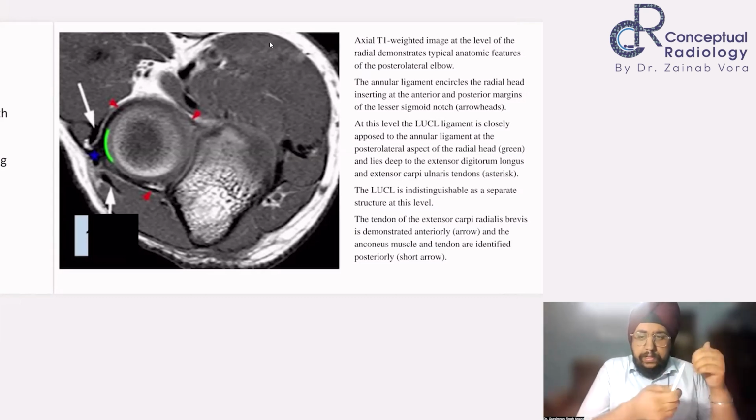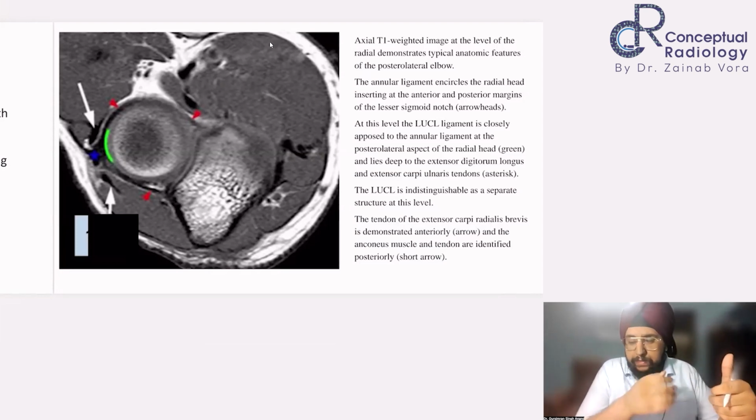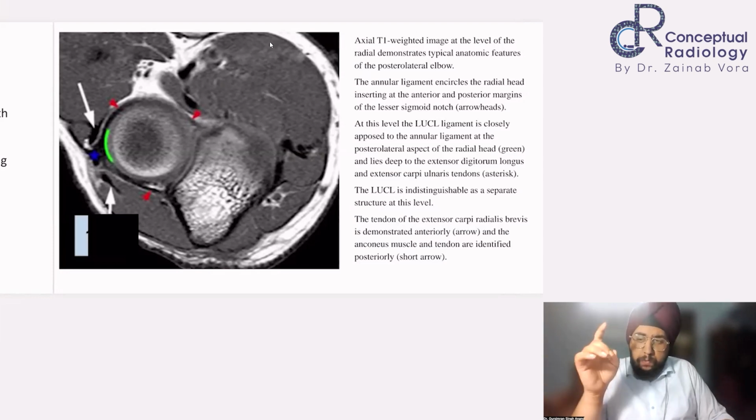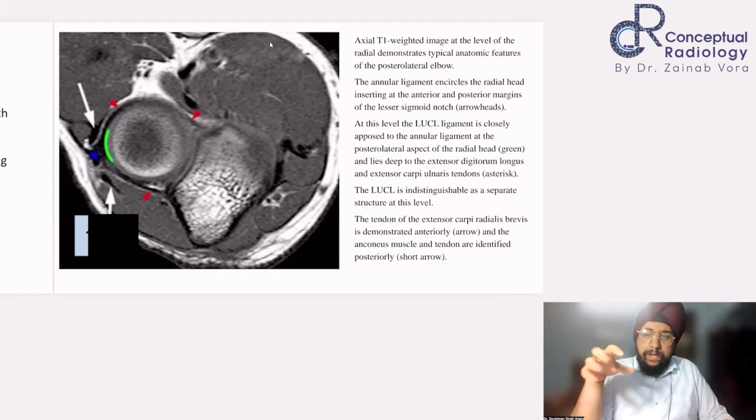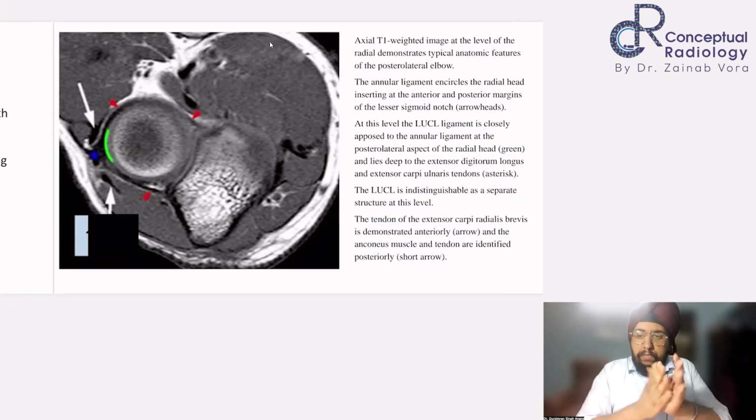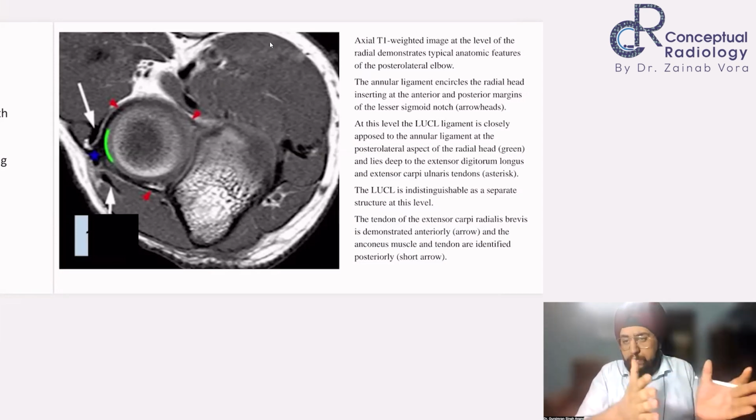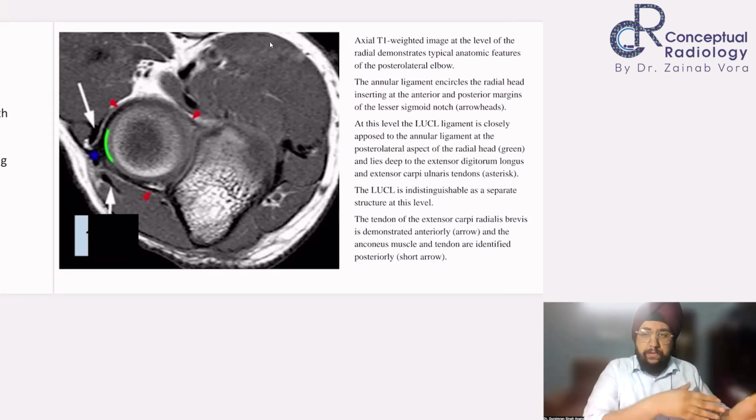Suppose there's a tear of the LUCL. Initially, the lateral side is obviously weaker as compared to the medial side. So the first tear which happens is that of the LUCL, which is followed by the anterior and posterior capsule, and in extreme dislocations, your ulnar collateral ligament tears. But in all of these dislocations, your annular ligament remains stable. So you will always see that the ulna and the radius are going side by side. The ulna will rotate on its long axis, increasing your ulnohumeral distance, so it will take the radius along with it.